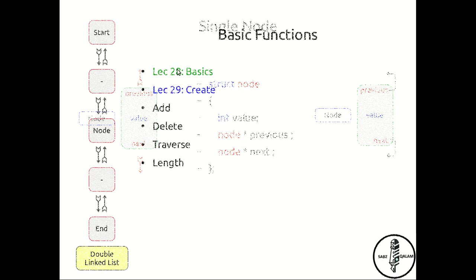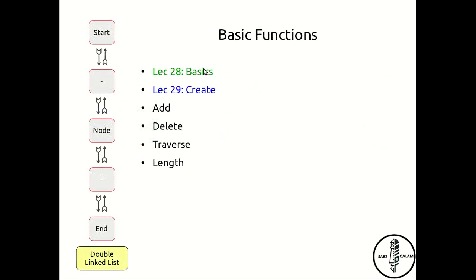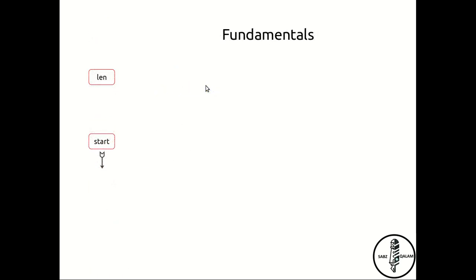Now, we've already discussed the basics. That's basically a definition of a structure node. This lecture is going to talk about create. Now, some basic fundamentals. You really need two global variables. One is called length, that holds within it the length of a double linked list. So as and when you start adding elements to the linked list, you just increment the length. And obviously, if you start deleting elements, you decrease the length by 1.